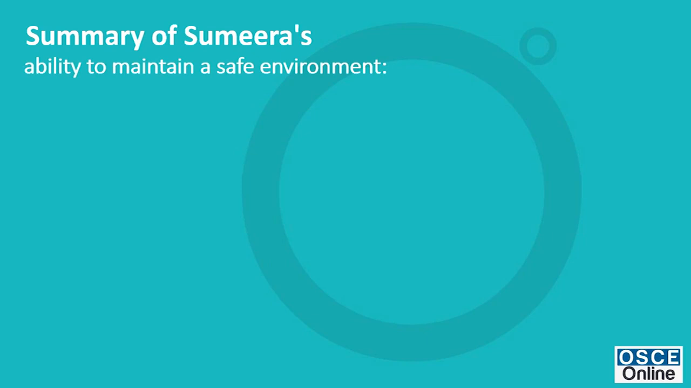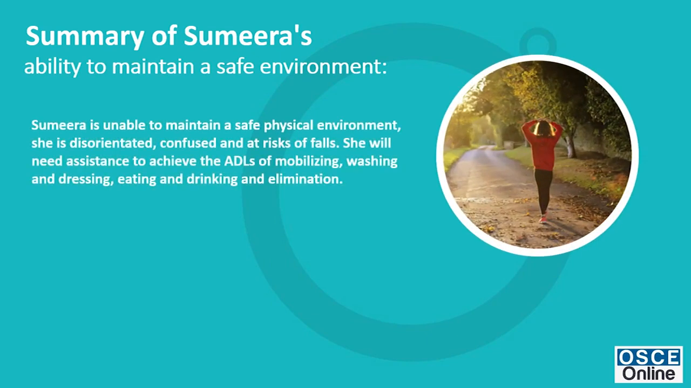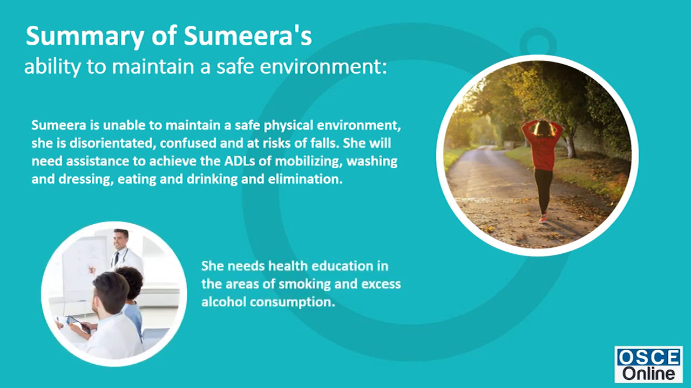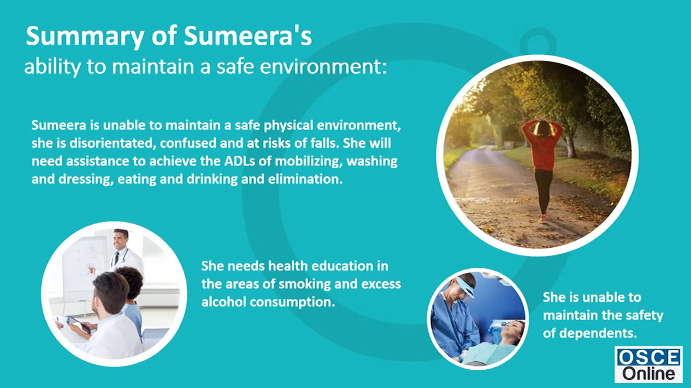Summary of Sumira's ability to maintain a safe environment. Sumira is unable to maintain a safe physical environment. She is disoriented, confused, and at risk of falls. She will need assistance to achieve the ADLs of mobilizing, washing and dressing, eating, drinking, and elimination. She needs health education in the areas of smoking and excess alcohol consumption. She is unable to maintain the safety of dependents.